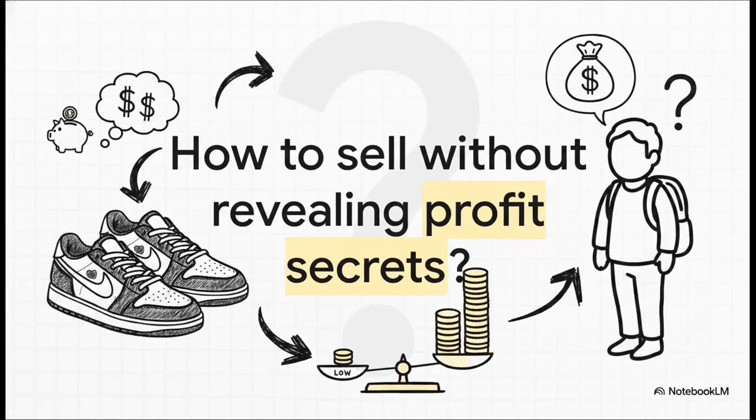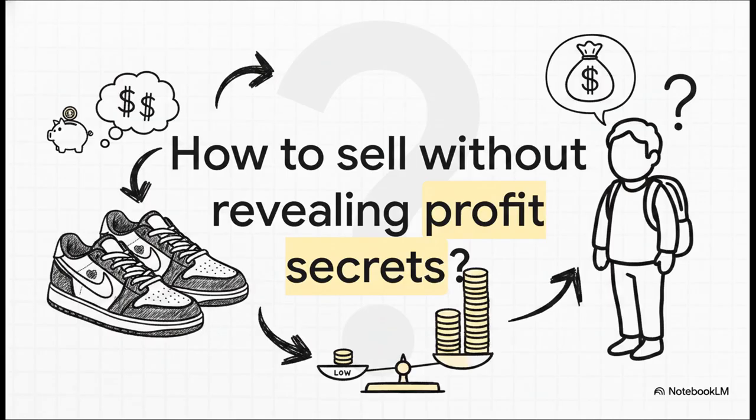So, let's dive right into this with a scenario. Imagine you're an artist. You make these amazing custom sneakers, right? And it costs you exactly $20 in materials and labor to make one pair. But you want to expand your side hustle. So you ask a friend over at another school to act as a middleman, or in accounting terms, a consignee, to sell them for you.